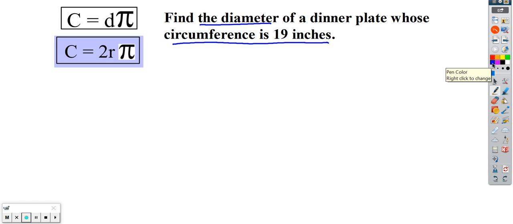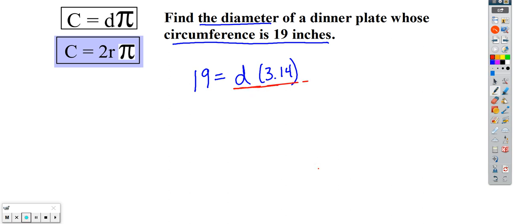All right, let's see how you did. 19 is my circumference, and I need to find the diameter, so I'm going to use this formula right here, and that's going to be 19 for the circumference is equal to some diameter times 3.14. I want to get that D by itself. I'm going to divide both sides by 3.14.